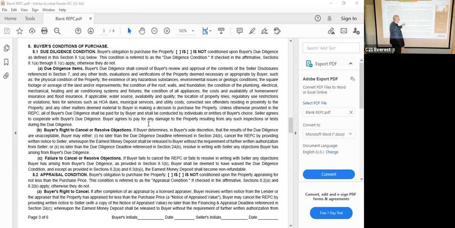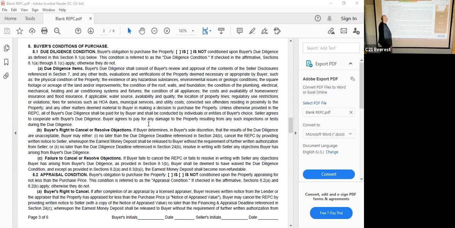But let's read this last part. It says, second to the bottom, the last line: Seller agrees to cooperate with the buyer's due diligence. Saying seller agrees, that's what gives you the right to go and do the inspection, because it says the seller agrees to cooperate.